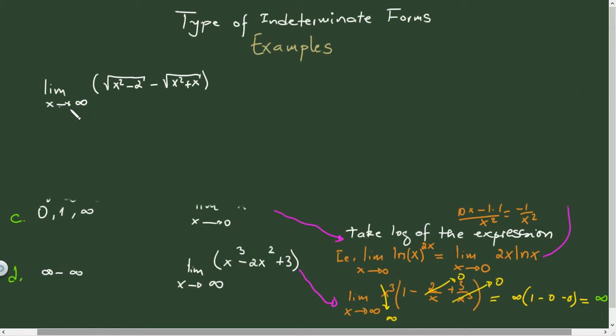At first look, if you plug infinity inside, the whole thing is going to give you infinity minus infinity, because this will go to infinity and take the minus 2 with it, and this goes to infinity. Infinity plus infinity equals infinity, so we're going to have infinity minus infinity. This is actually type D we did before, but here there's a problem.